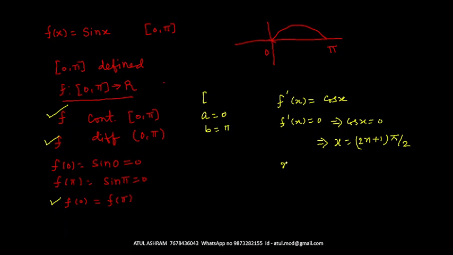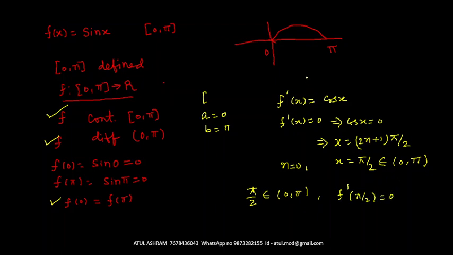Odd multiple of pi by 2. Take n as 0, so x is equal to pi by 2. This value of x, that is pi by 2, belongs to the open interval 0 to pi. Fine. So we have been able to find a number, pi by 2, in the open interval 0 to pi, and at this point f dash is 0. f dash of pi by 2 is 0. Okay.